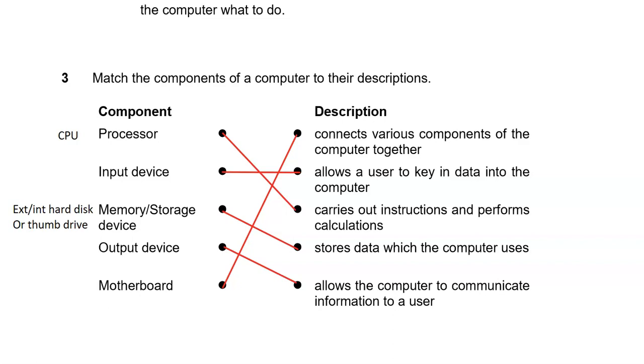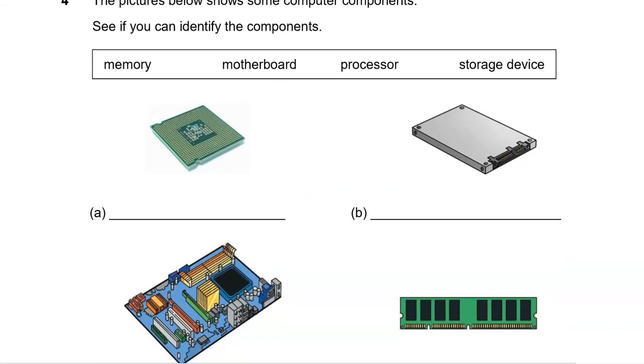Okay, now let's move on to page 2. The pictures below show computer components. Let's identify the components. For this squarish chip over here, it is known as the CPU, which is the processor in this case, from the helping words. This rectangular block is a hard disk to store data. So this is the storage device.